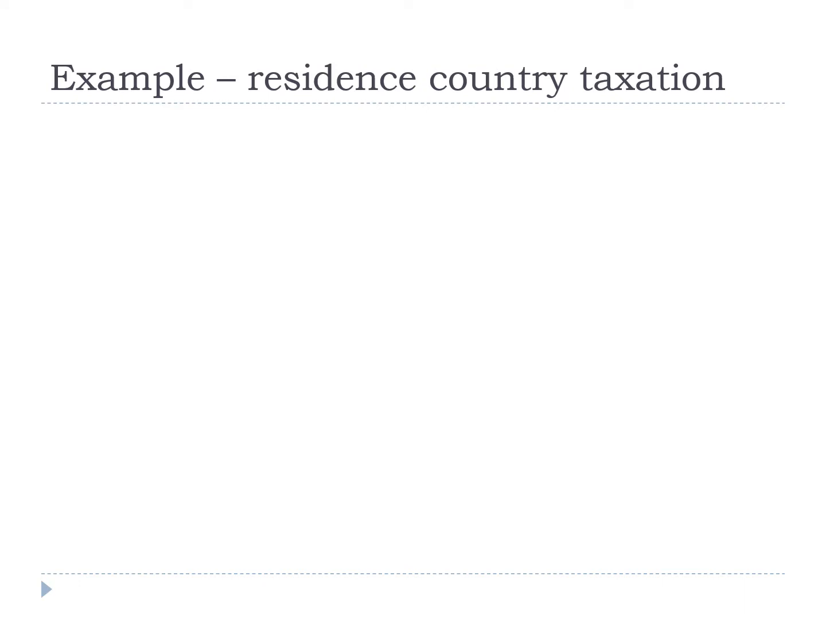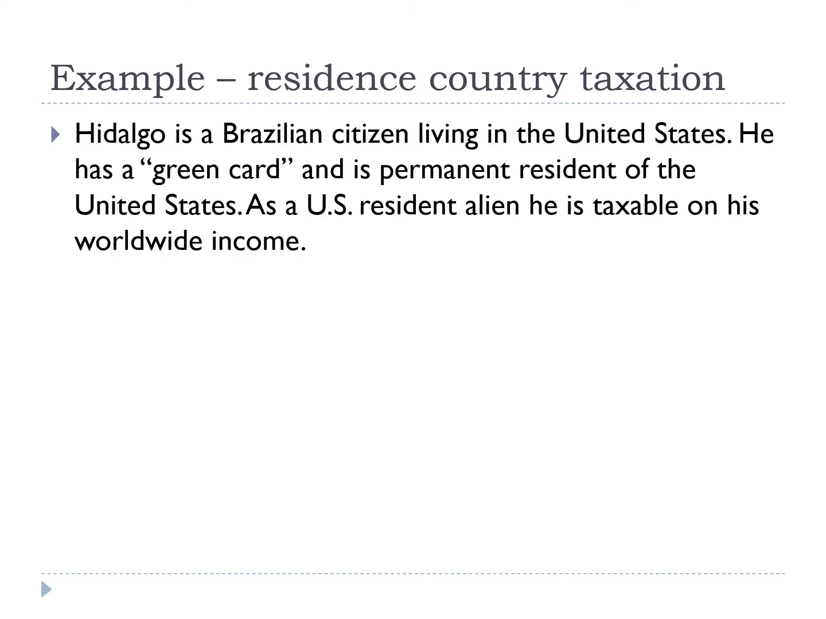Here's an example of residence country taxation of worldwide income. Hidalgo is a Brazilian citizen living in the United States. He has a green card and is a permanent resident of the United States. As a U.S. resident, he is taxable on his worldwide income. This is the case even though he is a citizen of Brazil.